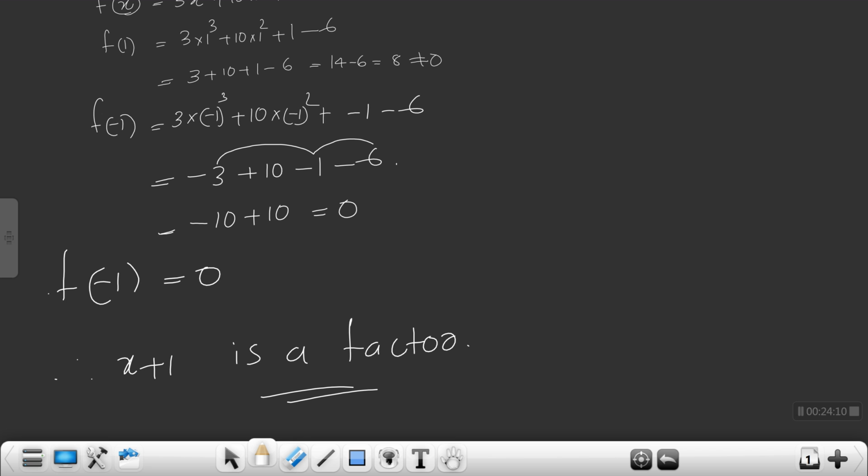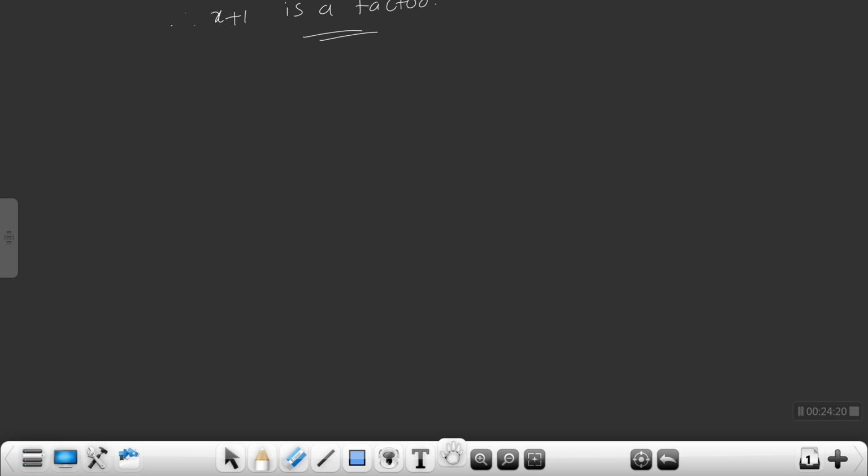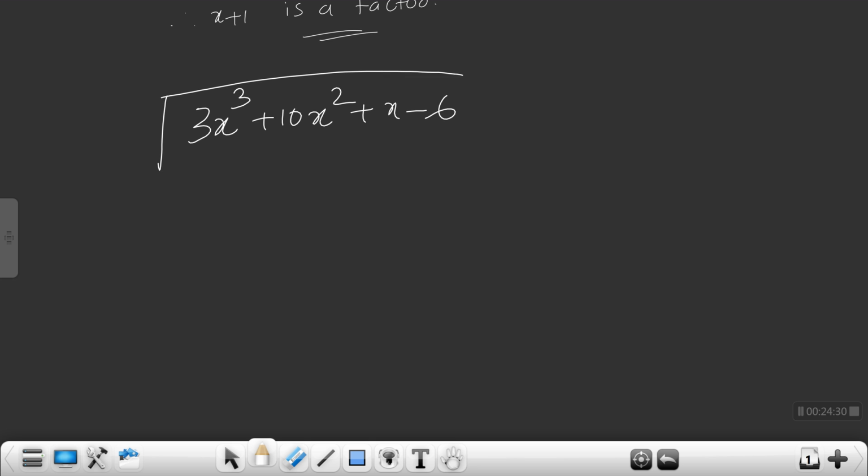Now, for factorizing completely, we want to divide the given polynomial by x plus 1. Dividing 3x cube plus 10x square plus x minus 6 by x plus 1. On dividing we get 3x cube by x, 3x square. Then multiplying by x plus 1, 3x square into x is 3x cube, 3x square into 1 plus 3x square.